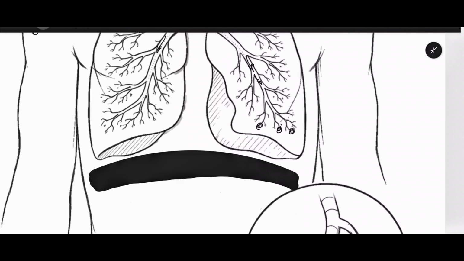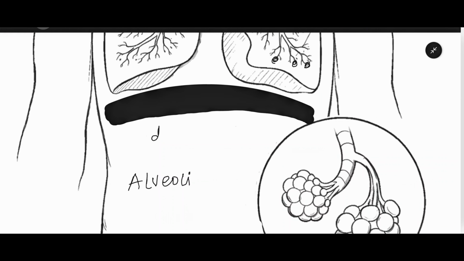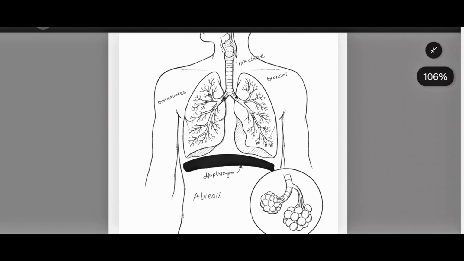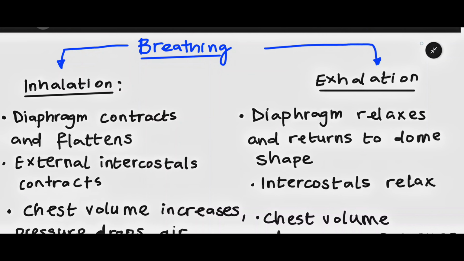You also have this massive muscle down here called the diaphragm, and that's very important. We're going to look at its role in breathing shortly. So these are the structures you need to know for your respiratory system. And this is how those structures help you breathe.